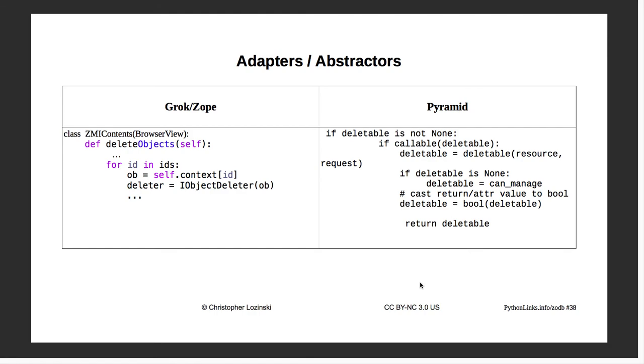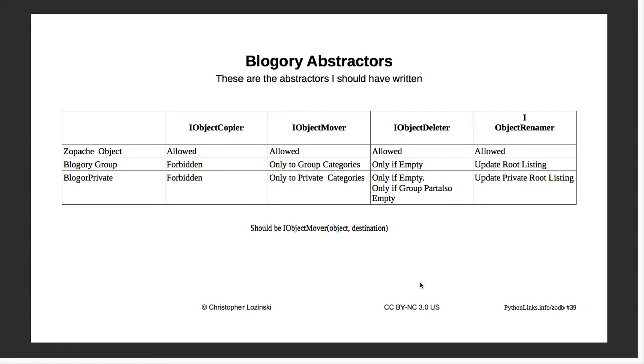In the Grok Zope world, you conceptually have the IObjectDeleter, so you use the abstractor concept to get the IObjectDeleter for a particular object, so that you can have different object deleters for different objects. I have different kinds of objects: I have Apache objects, I have Bloggery group objects, I have Bloggery private objects, and for copy, paste, move, delete, they're all treated a bit differently. And so the Bloggery abstractors make it a lot easier to manage all of that code.